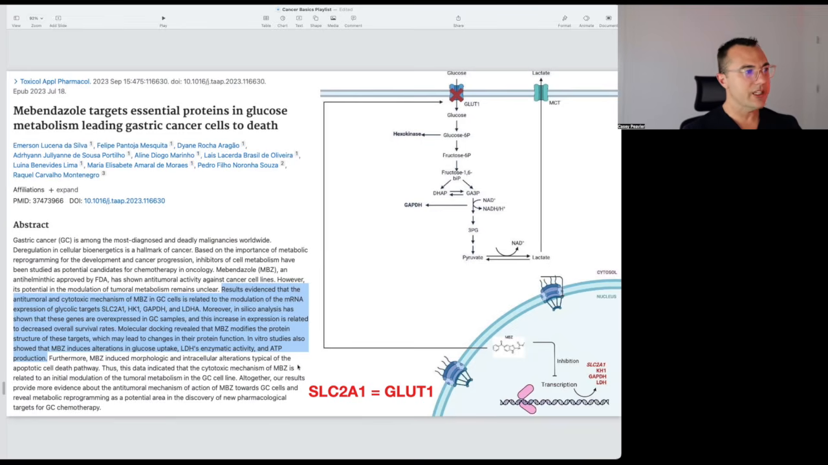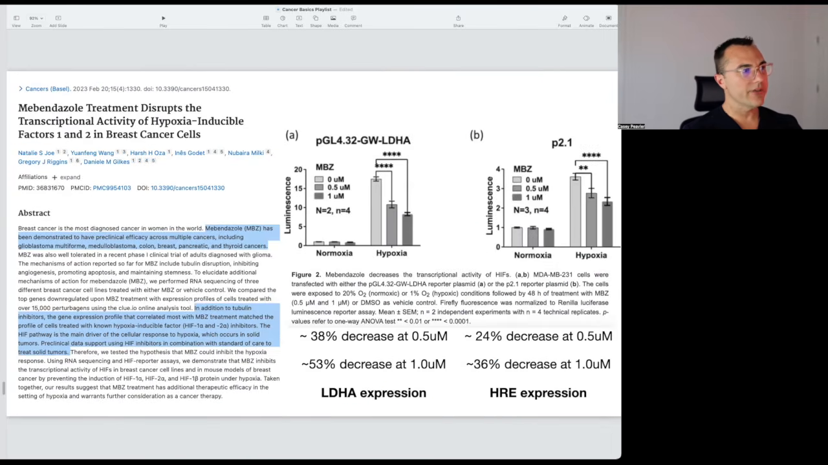And this increase in expression is related to decreased overall survival rates. Molecular docking revealed that mebendazole modifies the protein structure, which may lead to changes in their protein function. In vitro studies have shown that mebendazole induces alterations in glucose uptake, LDH enzymatic activity, and ATP production. So what is this paper actually saying? Well, it's saying somewhat similar things to what this paper is showing.